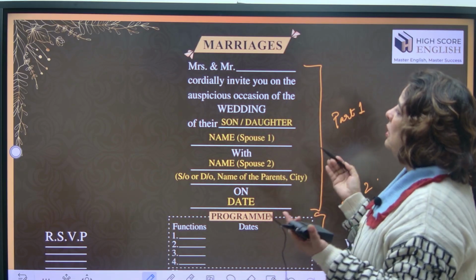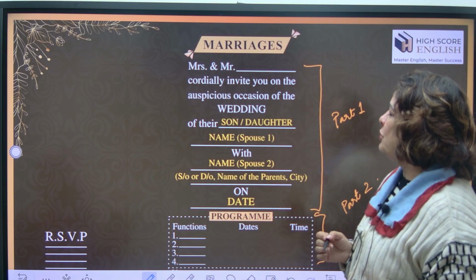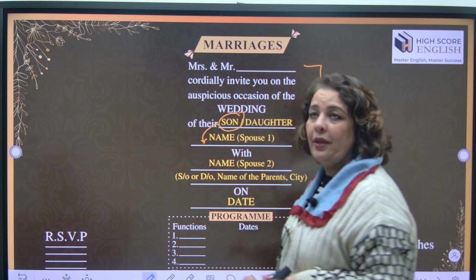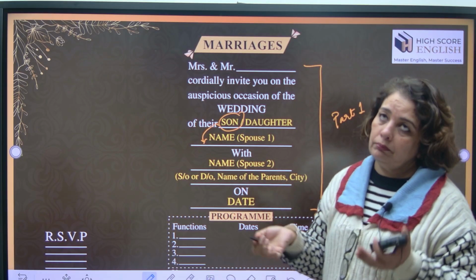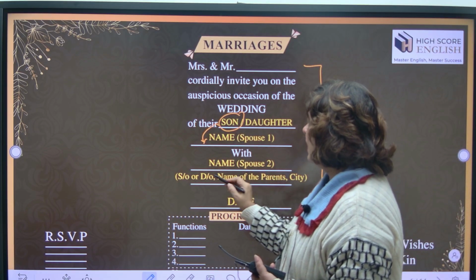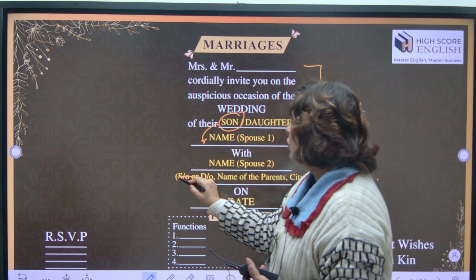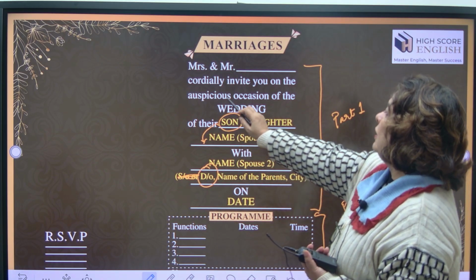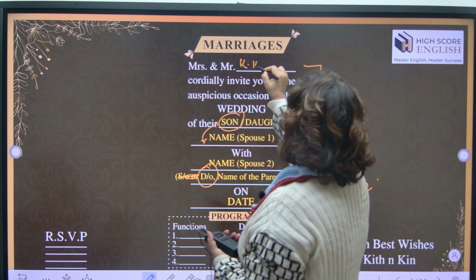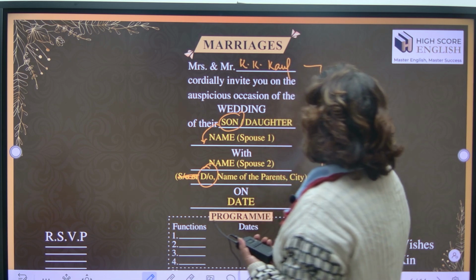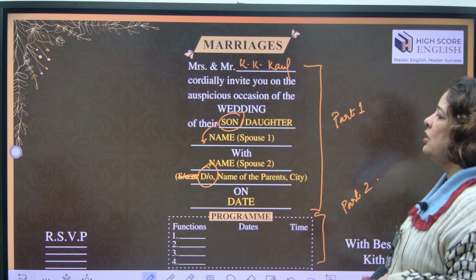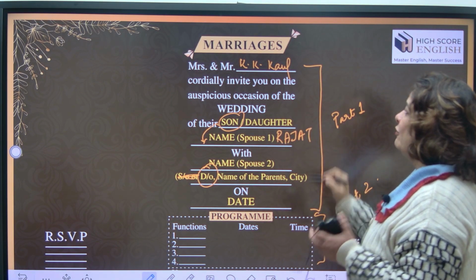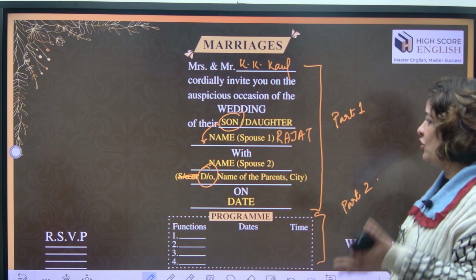Now, obviously, the invitation part, the first part is the same. Mrs. and Mr. K call, cordially invite you on the auspicious occasion of the wedding of their son. If it is son, then you are going to write a boy's name here, and the girl's name will come down. So, if you're using son, then here you will not use son of. You are going to use daughter of, the girl's name. So, you will write Mrs. and Mr. K call, cordially invite you on the auspicious occasion of the wedding of their son, Rajat. Don't write the full name. No Rajat call. Just Rajat, okay?